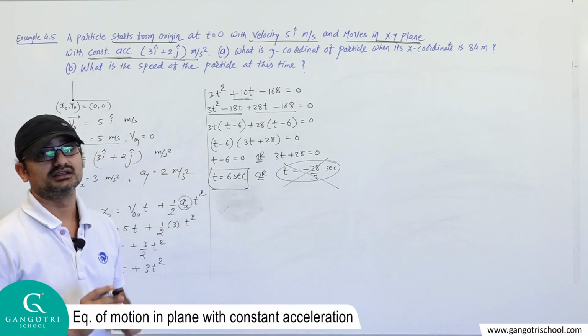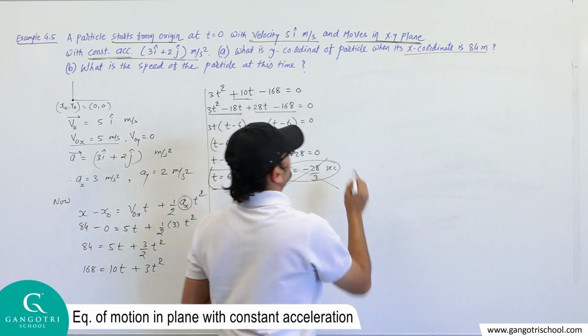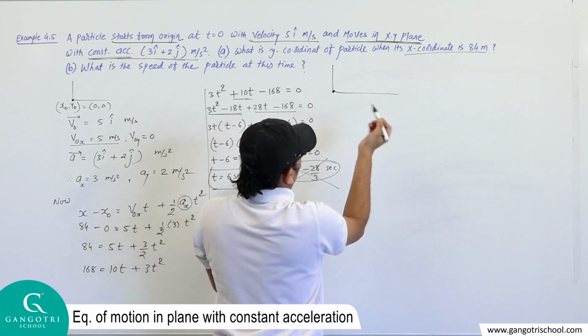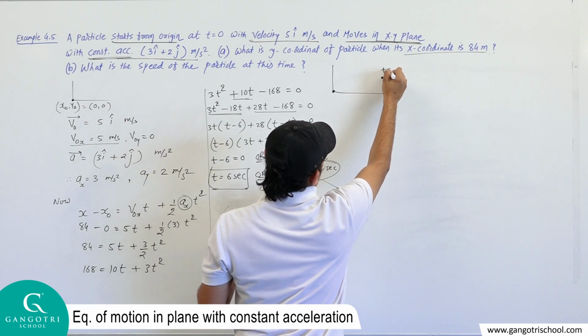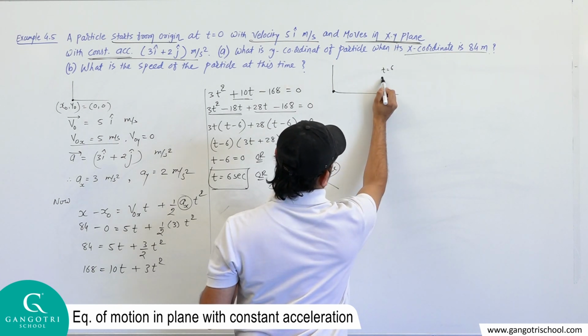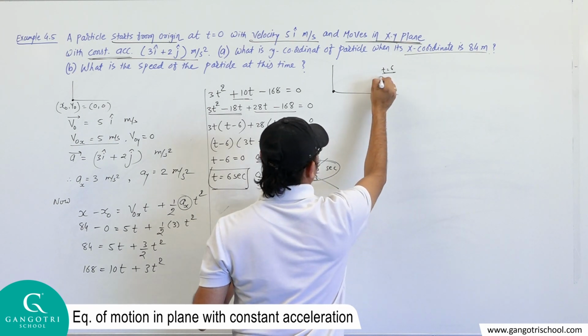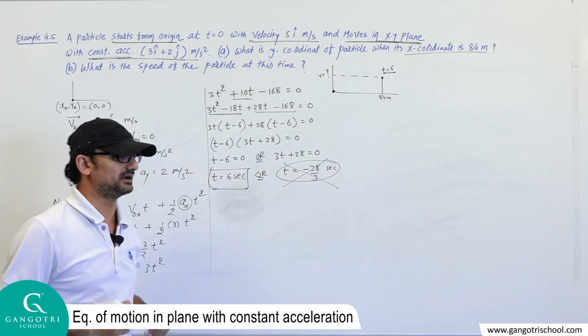It means that when the x displacement is 84 meters, initially the particle starts the motion from the origin. Now we don't know on which path it performs the motion, but after t equals 6 seconds, when the particle reaches here, its x coordinate is 84 meters at this time. At that time what will be its y coordinate? That is the question that we want to determine.